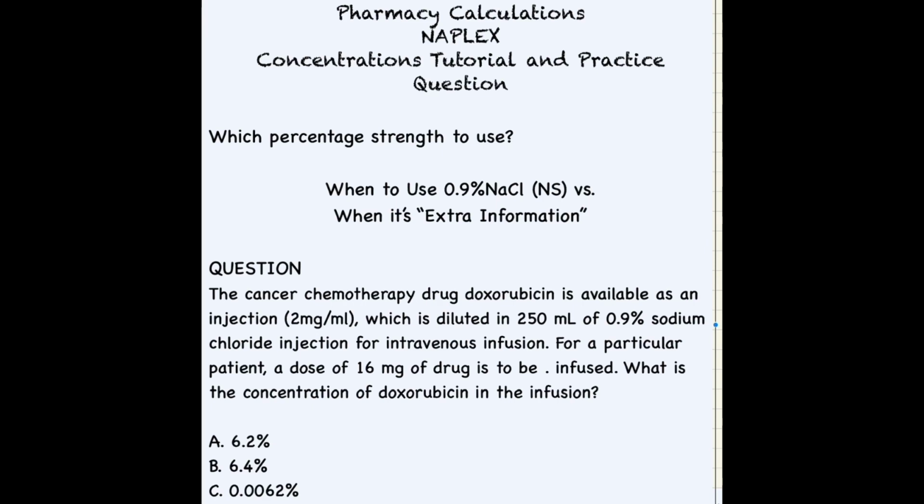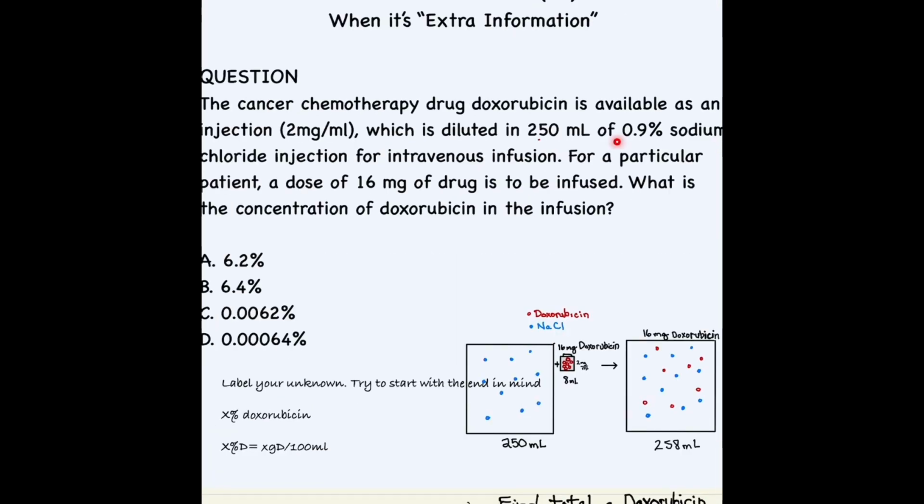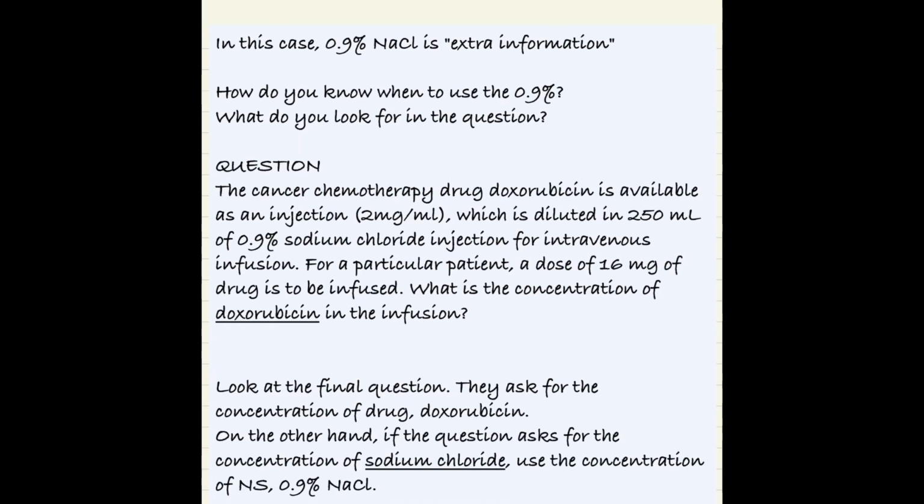So first things first. How do I know when that 0.9% is actually extra information here? Some people want to use that in the calculations. We didn't need it. There's a concentration here of the NaCl. There's also a concentration of doxorubicin. Both those concentrations exist in the same volume. They only asked for doxorubicin. They did not ask for sodium chloride. In this case, 0.9% sodium chloride is extra information.